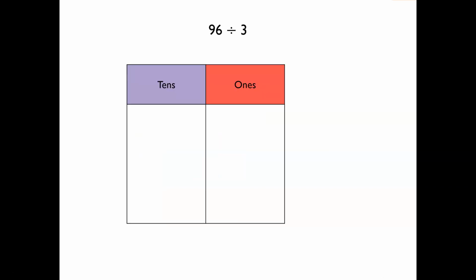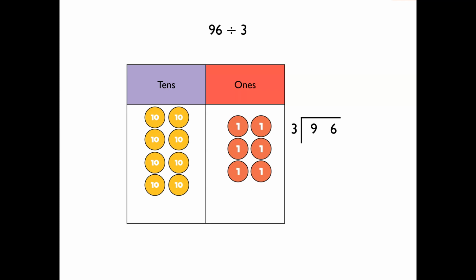Using that method, a place value grid and the formal method alongside, have a go at dividing 96 by 3. Pause the video now and try it out. Written with the formal method, 96 is placed under the bus shelter and 3, the number we are dividing by, that's called the divisor, is placed alongside it. Let's look and see what 96 looks like on a place value grid. There are 9 tens and 6 ones.